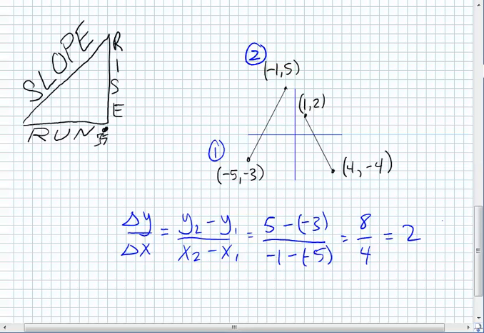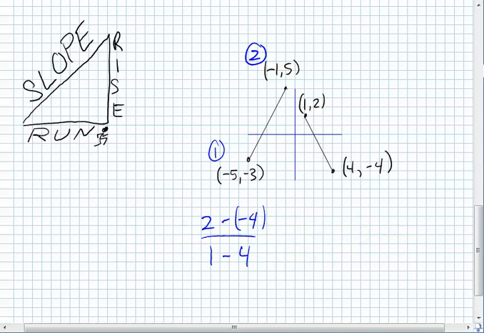So really quickly, why don't you pause the video and find the slope of the negative slope line segment there for me. I'm going to pause the video, or you should pause the video, and I'll show you the answer in 3 seconds.